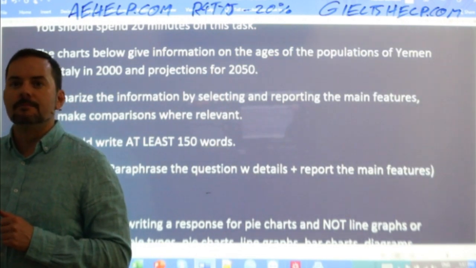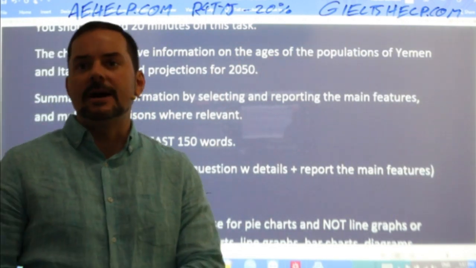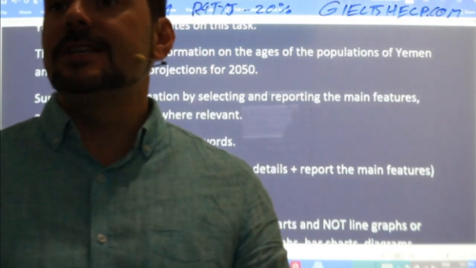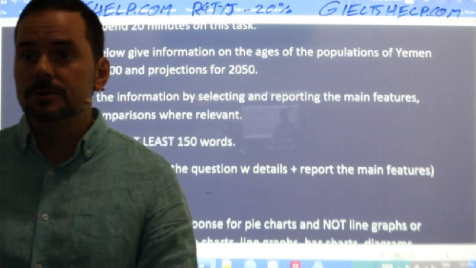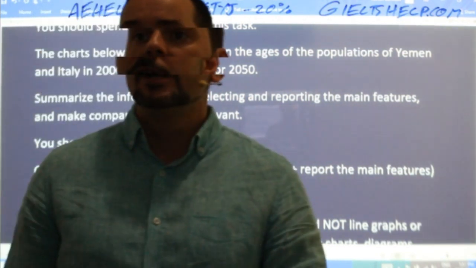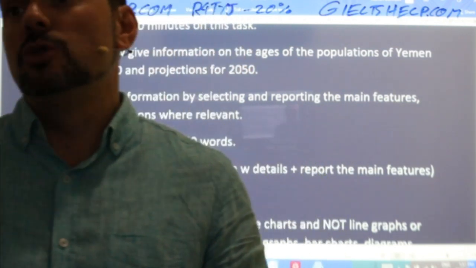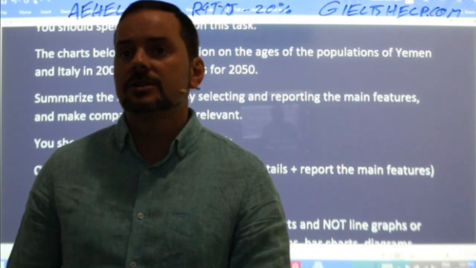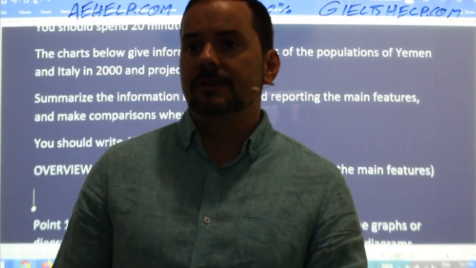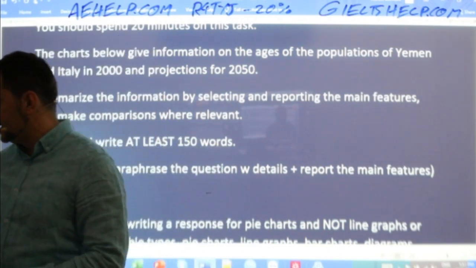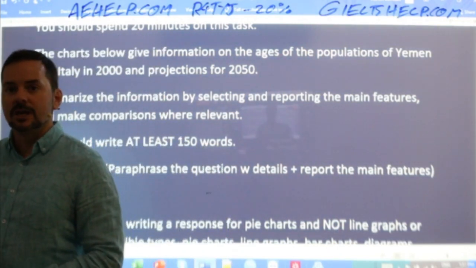All right. Beckjohn says the presented 4 pie charts illustrate the age of populations of 2 nations, Yemen and Italy, divided into 3 groups, 0 to 14, 15 to 58, and 60 and over in 2 years. You don't need to say periods, Beckjohn, in 2 years, 2000 and 2050. Okay. Yeah, so forecasted, predicted, projected, those are okay.